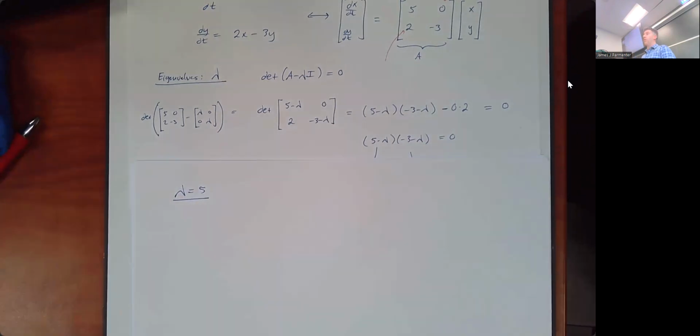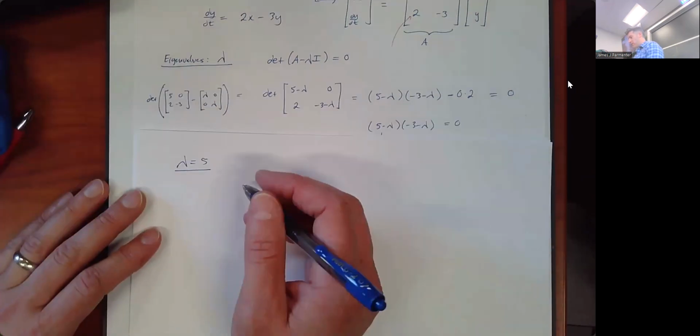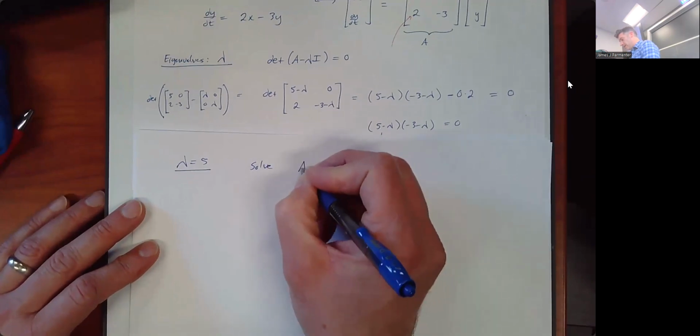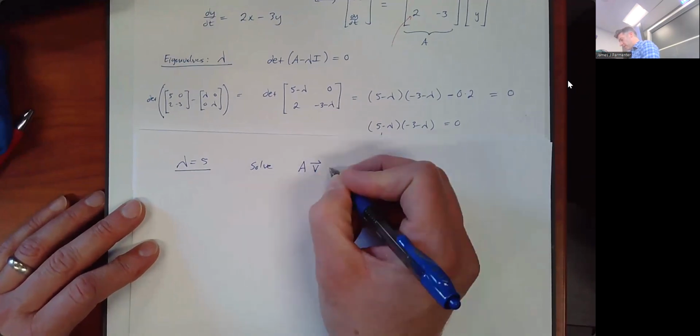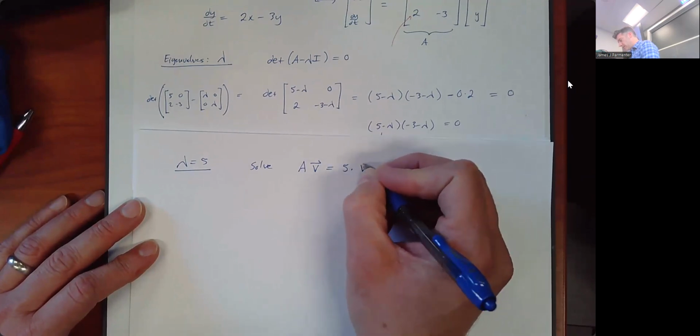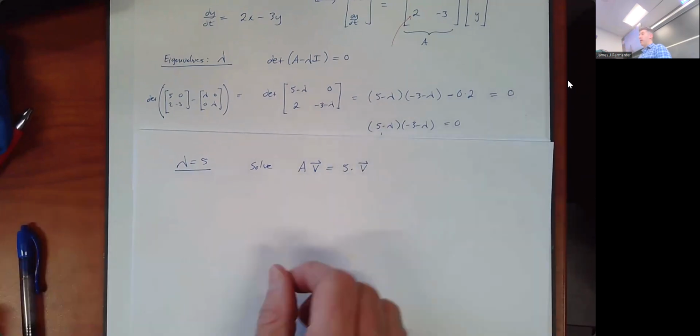I'm going to show you both ways of doing this. I'll do one way for lambda equals 5. Actually, not for this matrix. This matrix is kind of special. We'll just do them the same way. So for lambda equal to 5, we want to solve A times the unknown eigenvector equal to lambda times the unknown eigenvector. Right? We don't know what the vector is.